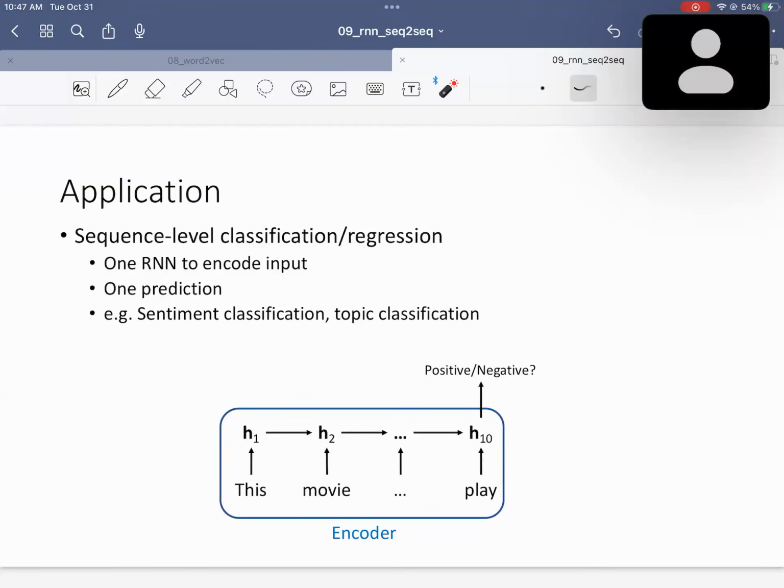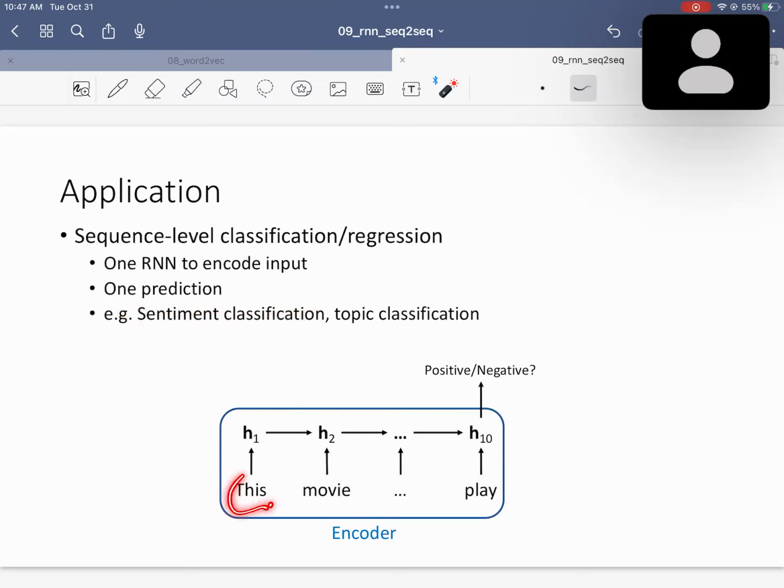Right. So what do we use RNN for? What are its applications? So the most straightforward one is sequence level classification or regression. So basically sequence level prediction, which is you have an RNN and then you put a sequence into it. So it could be a sentence, and then you do a sentiment classification given a sentence.